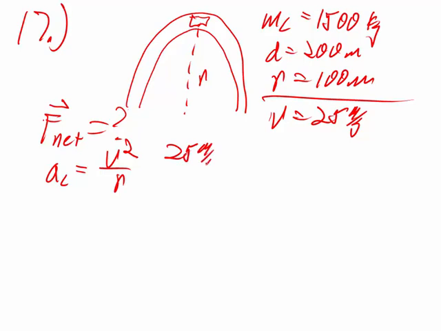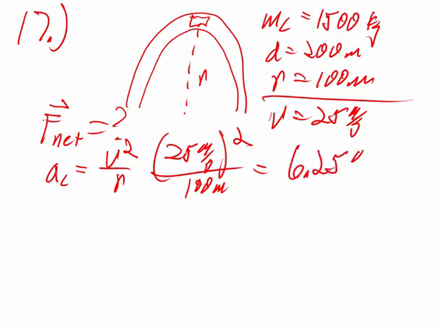We got 25 meters per second squared over 100 meters, and what do we get for an answer? We get 25 squared, which is 625, divided by 100, and we get 6.25 meters per second squared, okay? 6.25 meters per second squared.